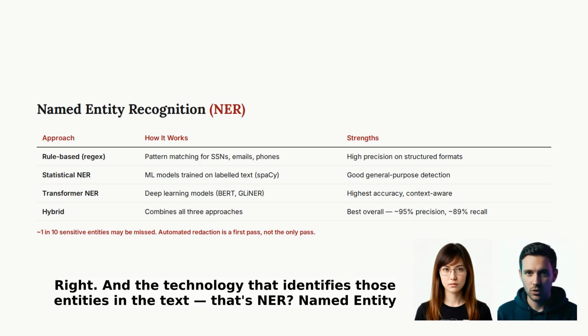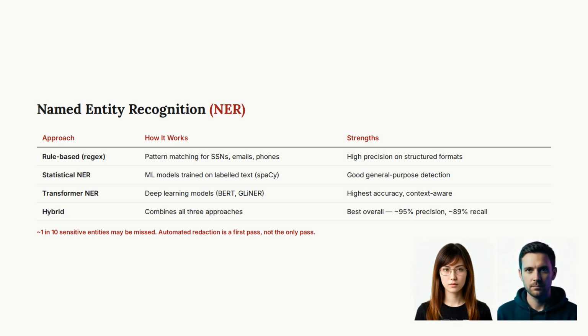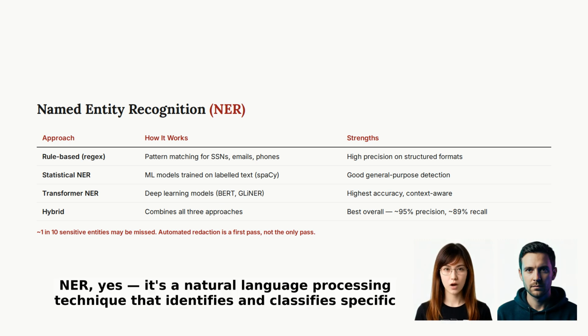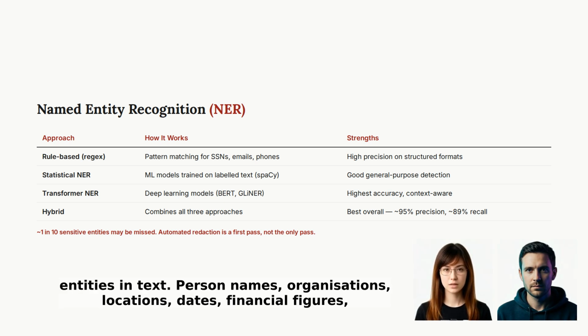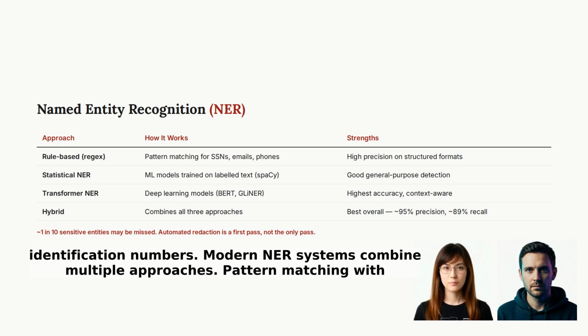Right. And the technology that identifies those entities in the text. That's NER, Named Entity Recognition. NER, yes. It's a natural language processing technique that identifies and classifies specific entities in text. Person names, organizations, locations, dates, financial figures, identification numbers. Modern NER systems combine multiple approaches.